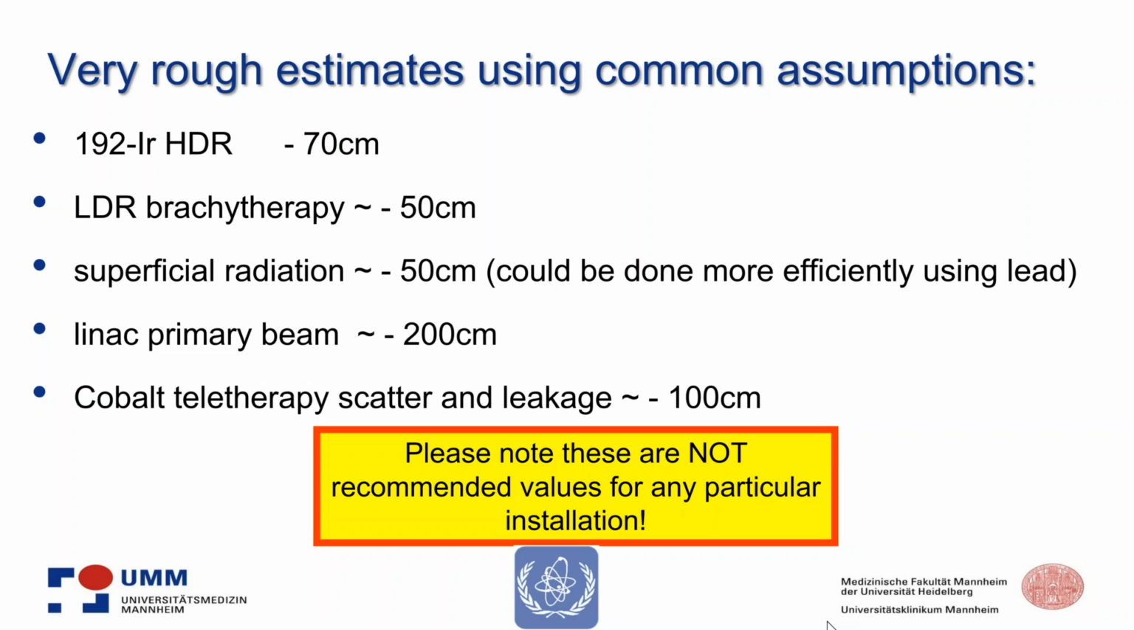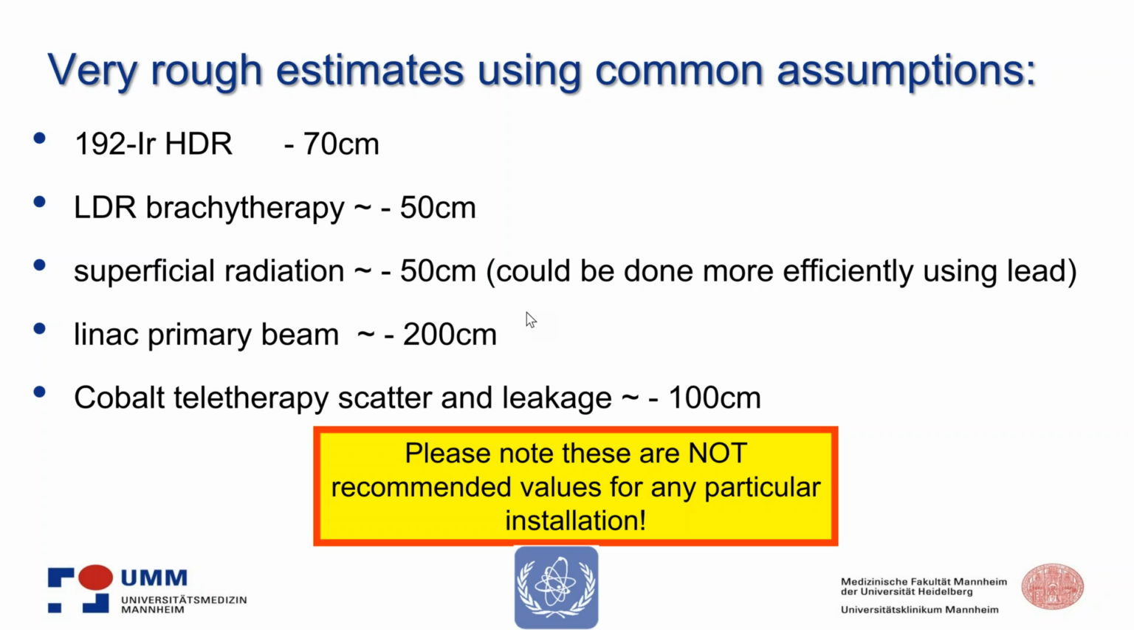These are the dimensions we have to think about, or use, for rough estimations for shielding of, for example, an iridium 192 source, roughly about 70 centimeters; low dose rate brachytherapy around 50 centimeters; superficial radiation 50 centimeters.